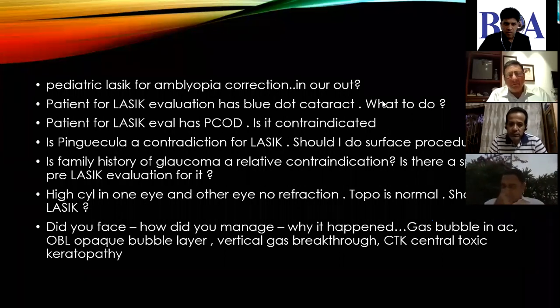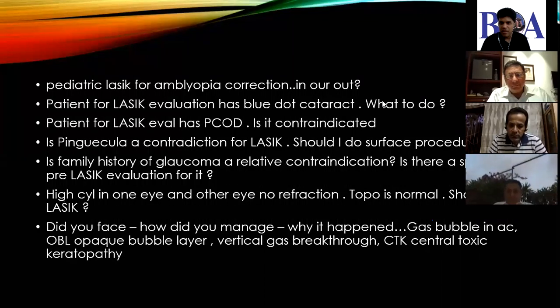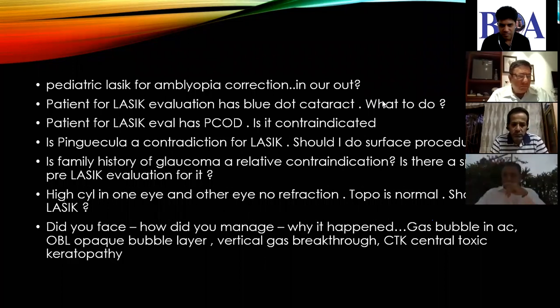Swapnesh, what's next? A patient has a high cylinder in one eye and in the other eye there is no refractive error and the topography is normal. Can I go ahead with LASIK for that particular eye? So you are just saying that the topography is normal, and a cylinder is a cylinder, low, medium or high. So there's no reason to think otherwise.